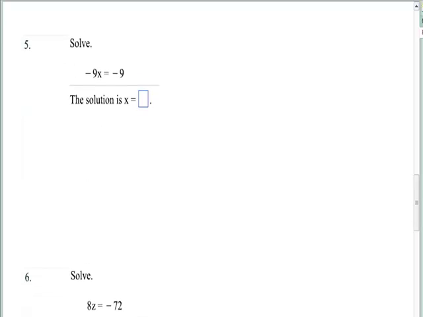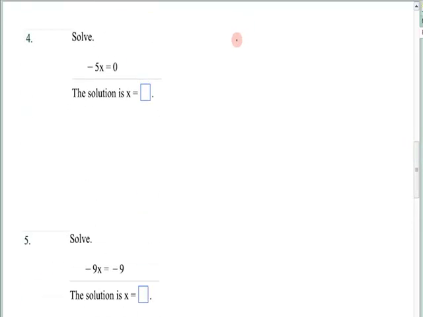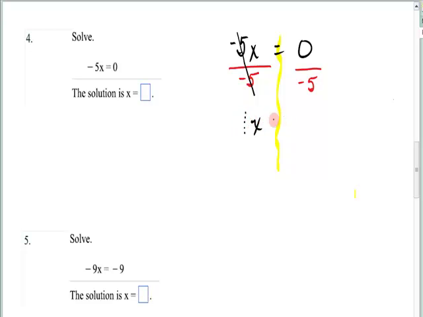Number 5. Did I skip one? Yes, I did. Sorry. Number 4. Negative 5x is equal to 0. I look at this. I want to solve the equation for x. Here's the term that has the x. There's a -5. It's implied to be times. That means I have to do the inverse, which is divide. Divide by -5, divide by -5. When you use division, make sure that these two numbers are identical so that you get 1x is equal to, and 0 divided by anything is 0. X is 0.